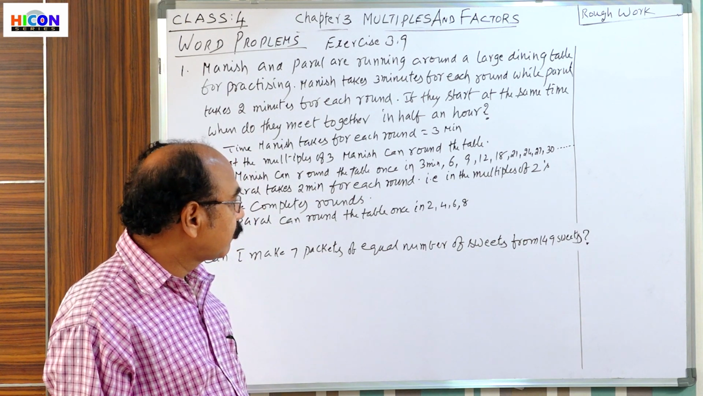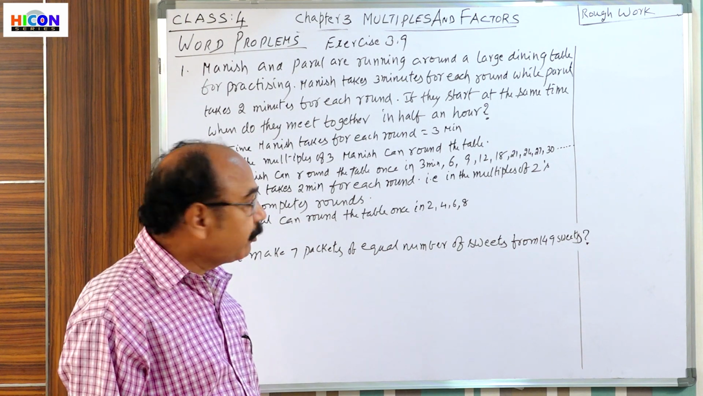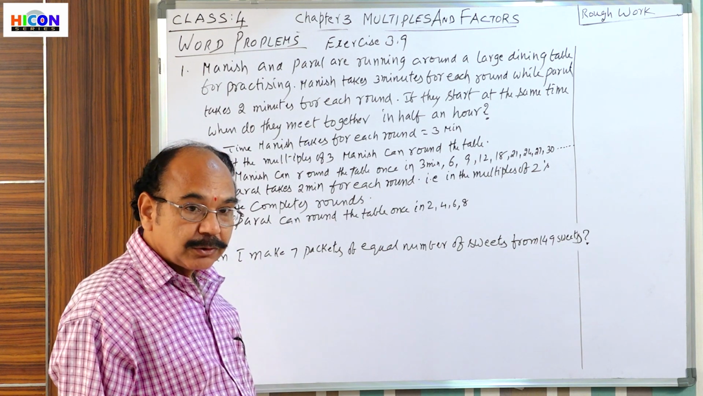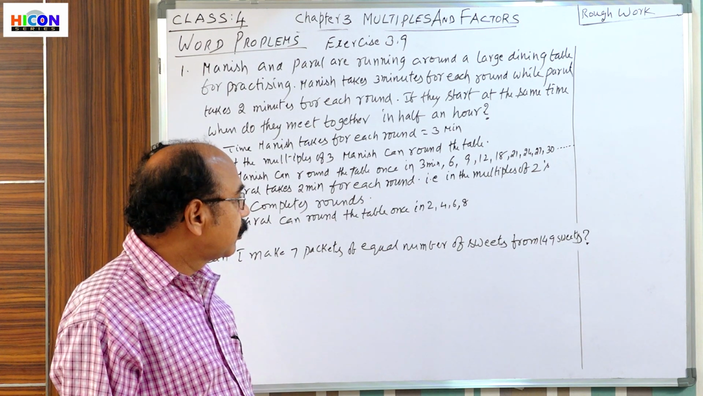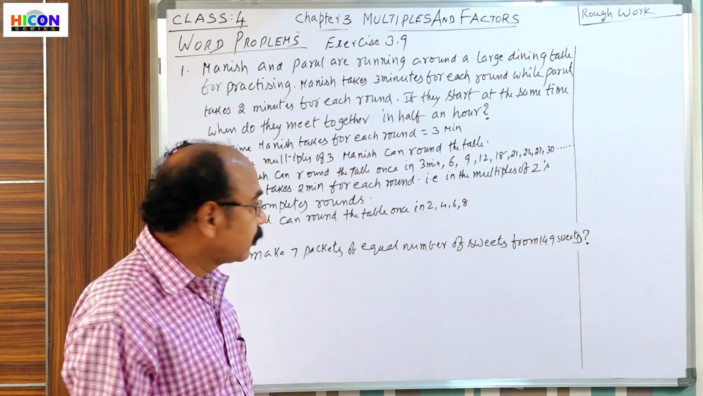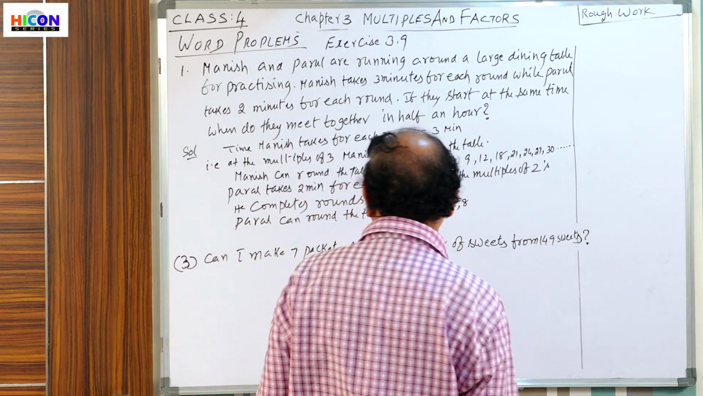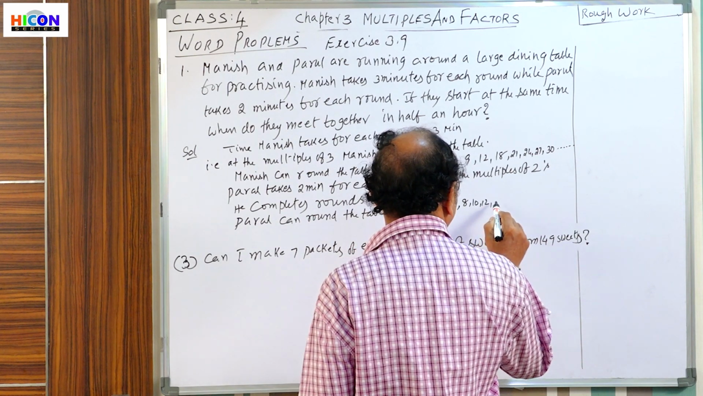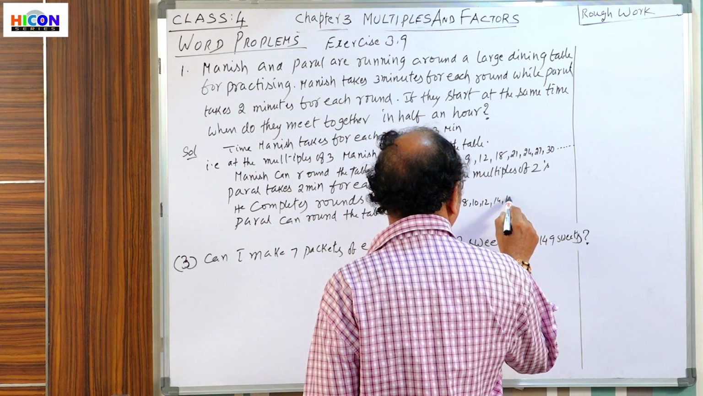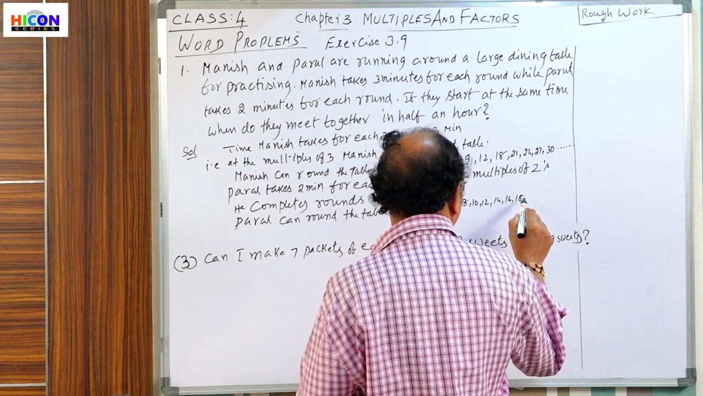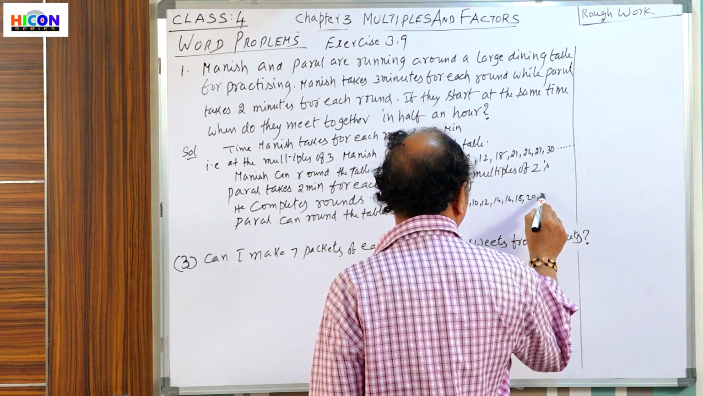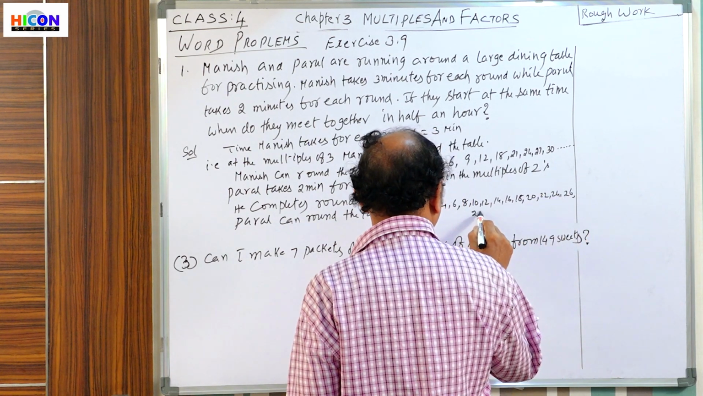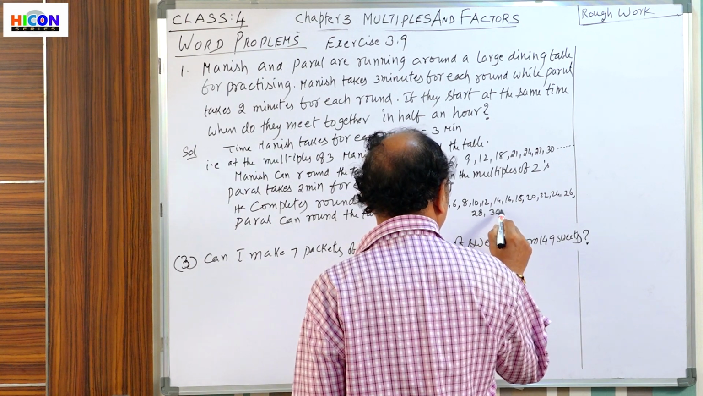For every round, he takes 2 minutes. If he takes 4 minutes, means 2 rounds he can complete. 6 minutes, 3 rounds, like that. So, Parrot can round the table once in 2, 4, 6, 8, 10, 12, 14, 16, 18, 20, 22, 24, 26, 28, 30 and so on.